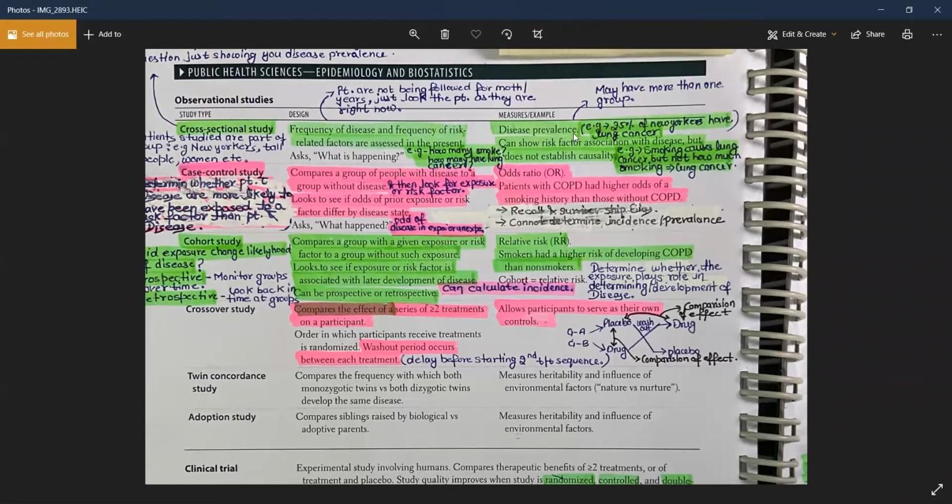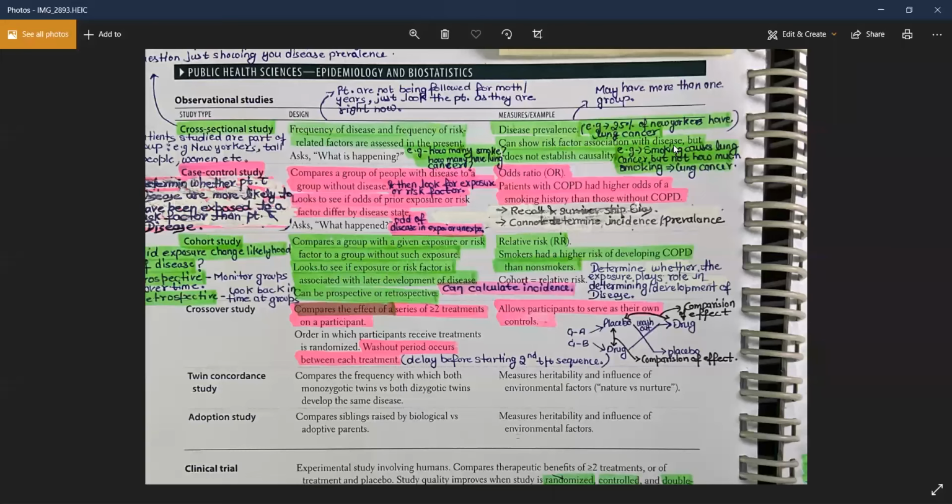So you will take the smoker group, you will take the non-smoker group, you will ask them or you will check if they have lung cancer or not. Then you will analyze the data and you can easily tell what is the prevalence of lung cancer in the smokers and what is the prevalence of lung cancer in the non-smokers. Okay, so it can easily show you how our risk factor is associated with the disease.